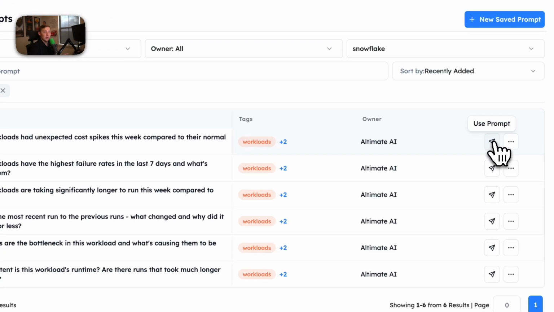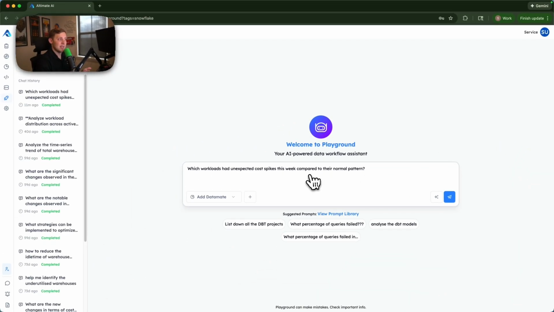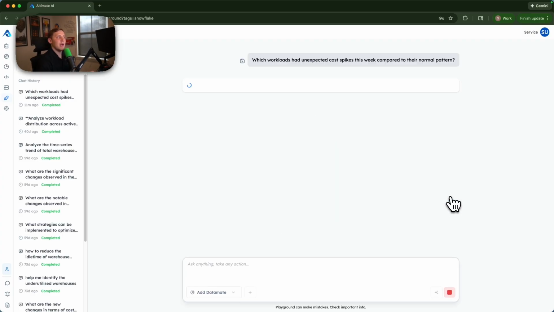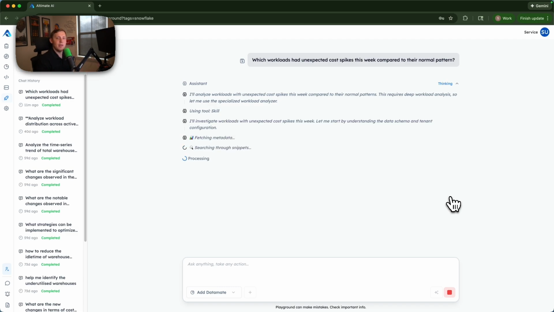And to run that, we can just click the use prompt button here. It's going to take us back to the UI where we can just click send message, and it's going to run that for us. This is going to take a couple minutes to run, and once it's done, the AI is going to give us a nice view of what it found compared to a baseline of the past month. So let's jump into the results and see what it found for us.